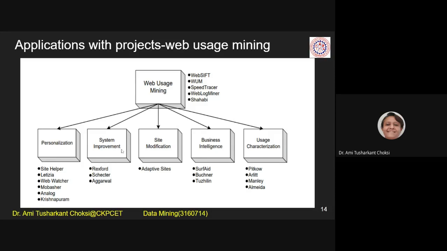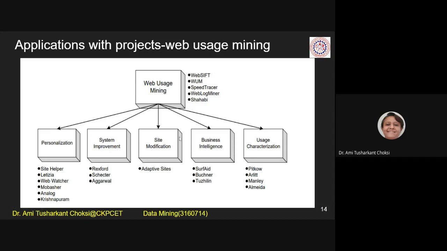System improvement. If we want to improve systems, that can also be done with web usage mining. Based on which type of applications you are opening on the web, for example, suppose I am opening a website where applets are there, so my system should be improved. This is a small example, but my system should have the idea that the Java runtime environment should be there. So that is system improvement, right?